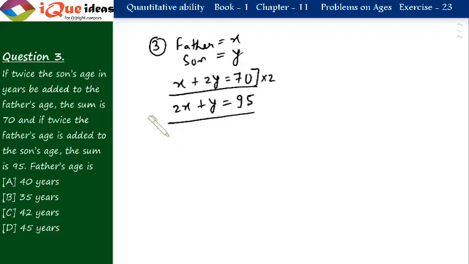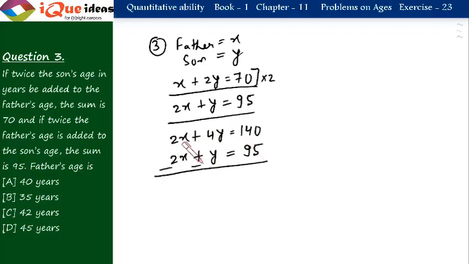So if you multiply the first equation by 2, you get 2x plus 4y equal to 140, and you have to subtract 2x plus y is equal to 95. So on subtraction you get 2x minus 2x, which gets cancelled. 4y minus y is 3y. 140 minus 95 is 45.